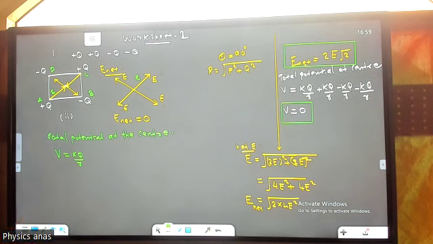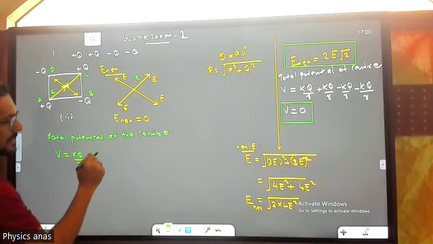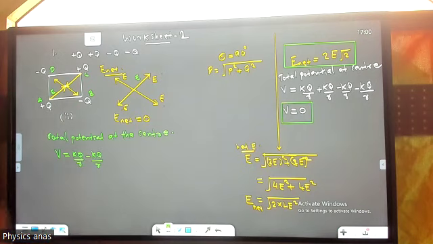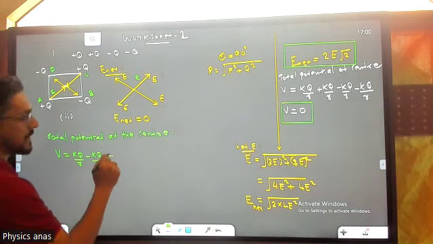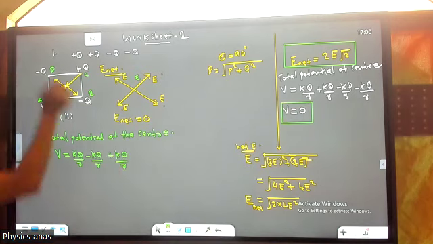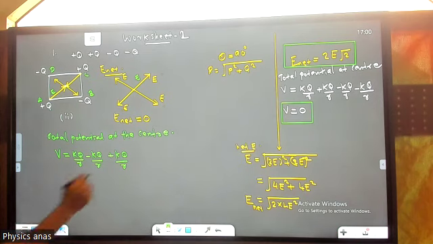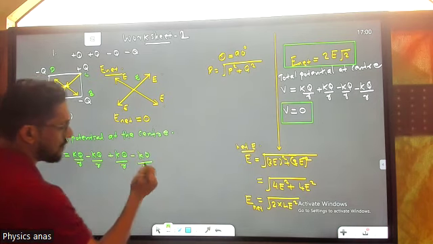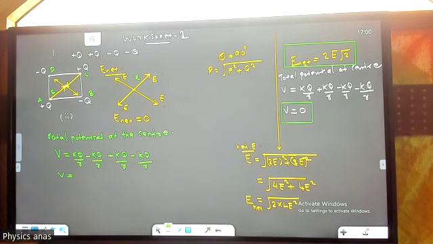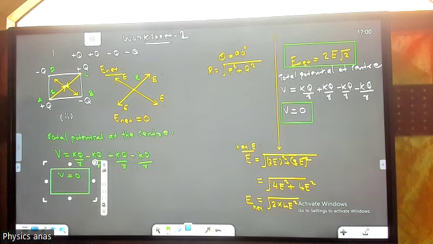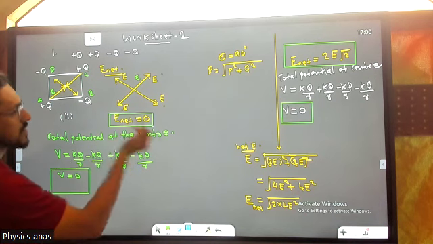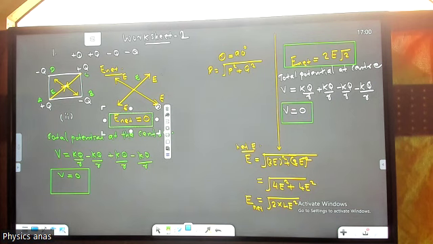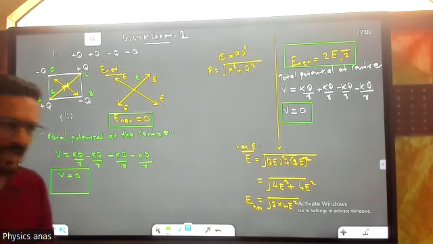Potential is scalar, right? What is the potential due to minus Q at B? Again, minus KQ by R. Potential due to plus Q at C? Plus KQ by R. Potential due to minus Q at D? Minus KQ by R. Then what will be the total potential? Zero. Now you have total potential zero and net electric field zero in the next case. Just compare them in a diagram.